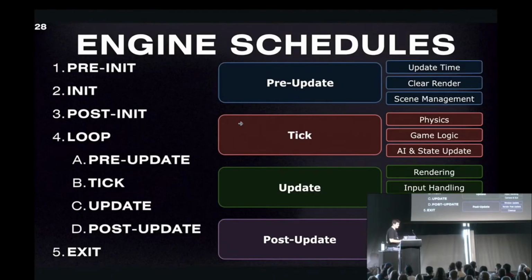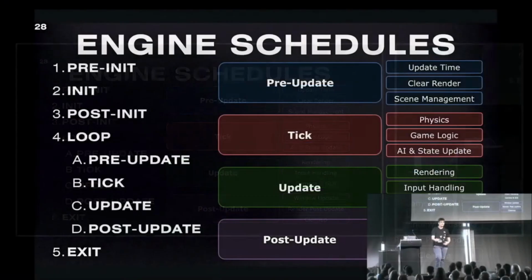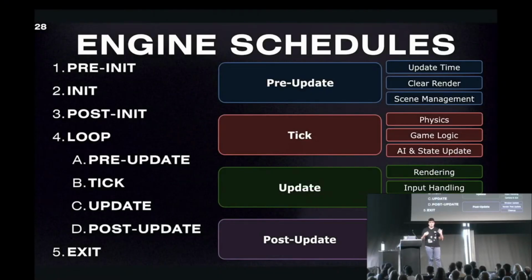This leads me on to engine schedules. So what are engine schedules? These are the schedules in which your game executes. The first being your pre-initialization, then your initialization, post-init, your game loop, and then your exit. The ones I want to focus on are the ones in your game loop. This would be pre-update, tick, update, and post-update.